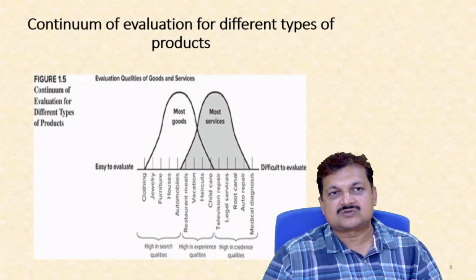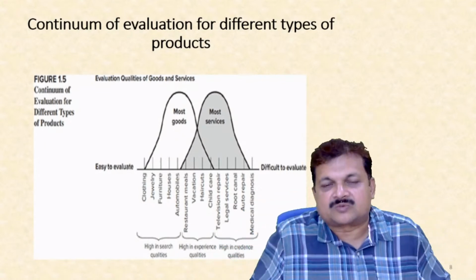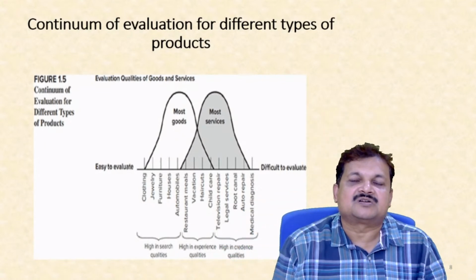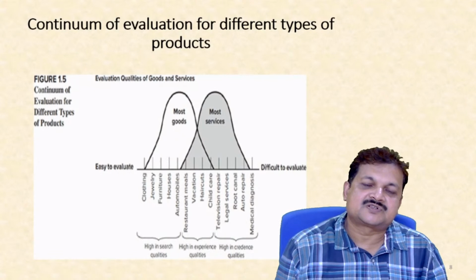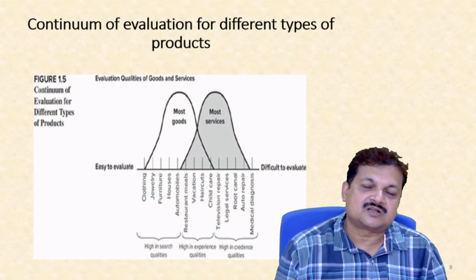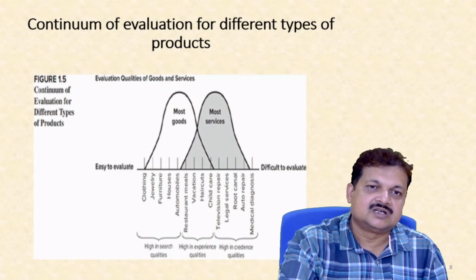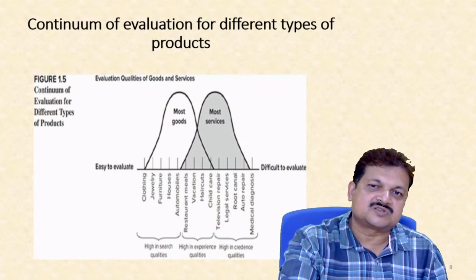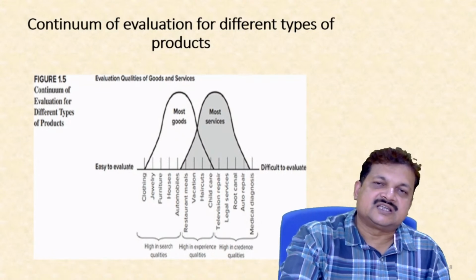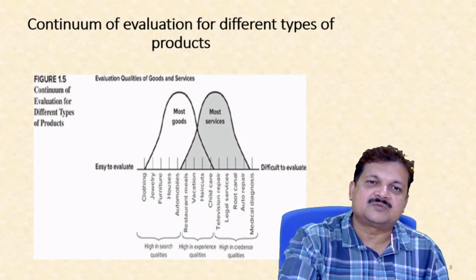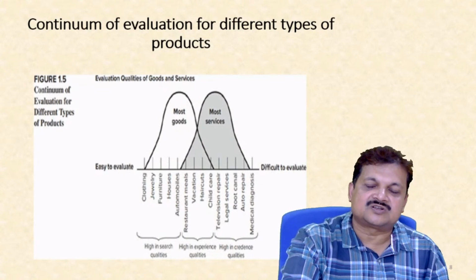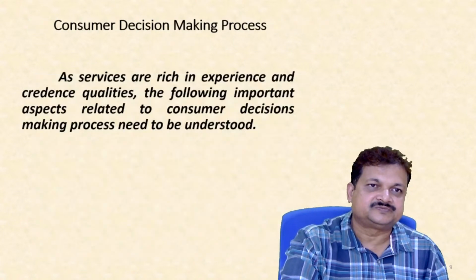Medical diagnosis also: you need to find out which has the good diagnostic service system, and you might have gone through your friends and other people, asking this particular question several times to understand the credence of that particular service center. So these are mostly the continuum of evaluation for different types of products, starting from most goods to the services. We will find that evaluating a product among too many products is quite easier than evaluating a service among too many services.